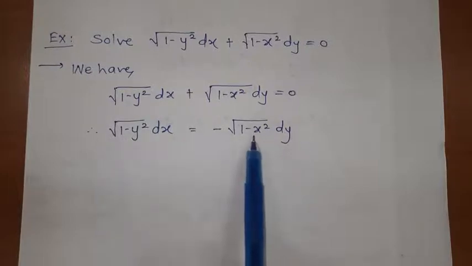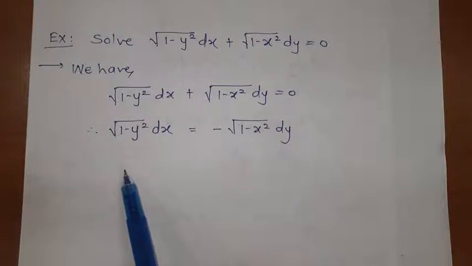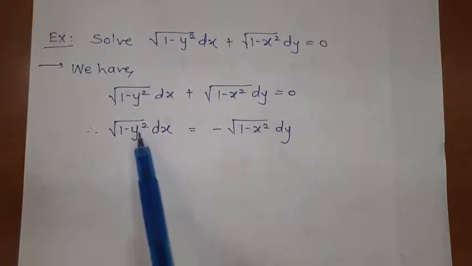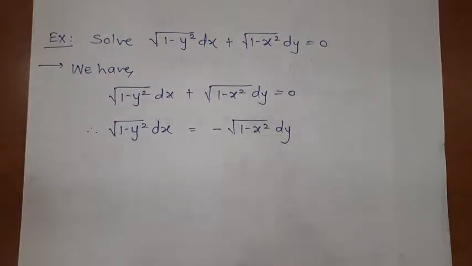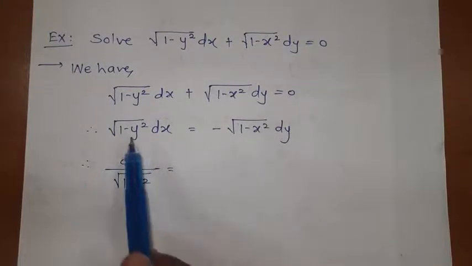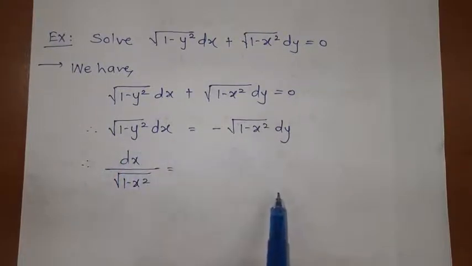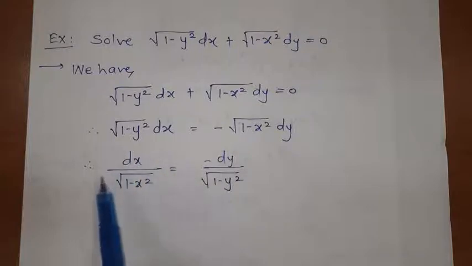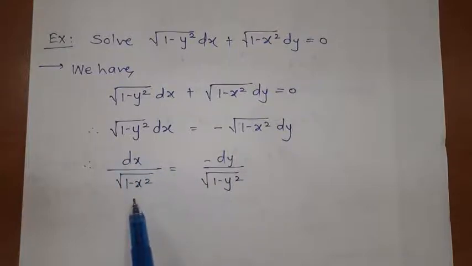See, here is multiplication, so if you shift it here, you will have a division. Similarly, here is also multiplication, so if you shift it here, we will have a division. So therefore, we have dx upon root 1 minus x square. I shifted it here. Similarly, this square root I will shift on that side. Here is multiplication, there we will have division. So in this way, we have separated the variables. On the left hand side, we have all terms of x, and on the right hand side, we have all terms of y.